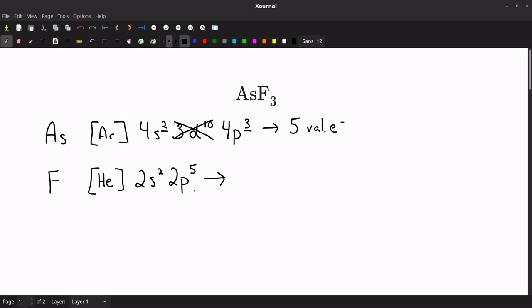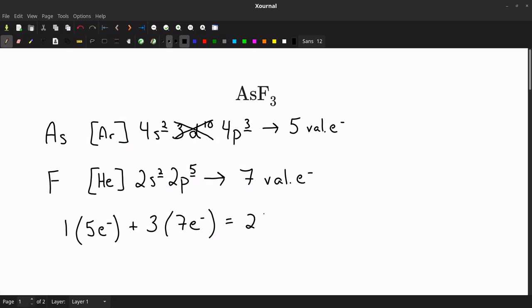And then this one, also main group, the highest n is 2 for both of them, so we get to add them all together. We're going to get 7 valence electrons for that guy. Now we need to calculate our bank. How many total valence electrons do we have? We have 1 arsenic at 5 electrons plus 3 fluorines. Each of those is giving us 7 electrons. So 21 plus 5 is 26 electrons altogether.